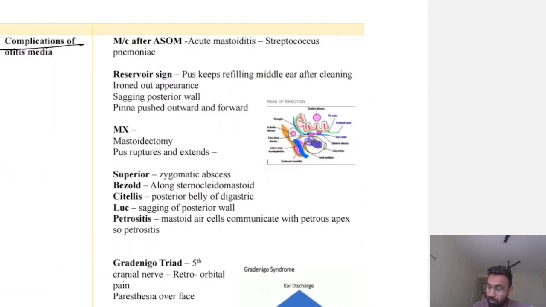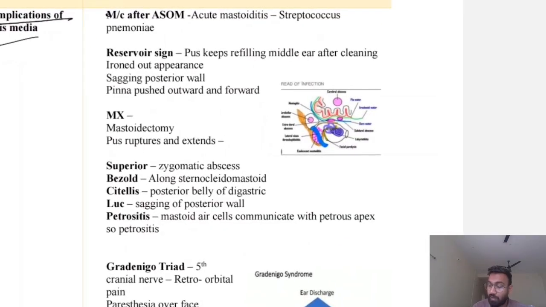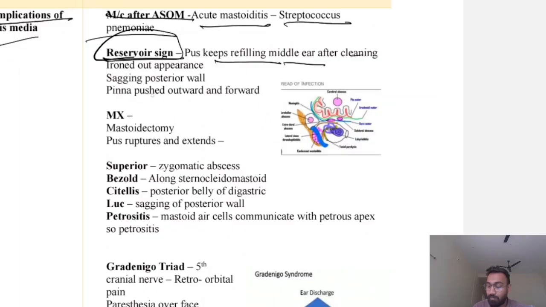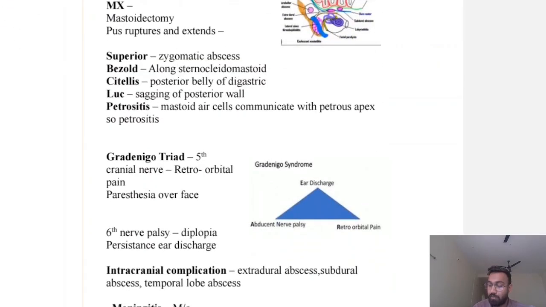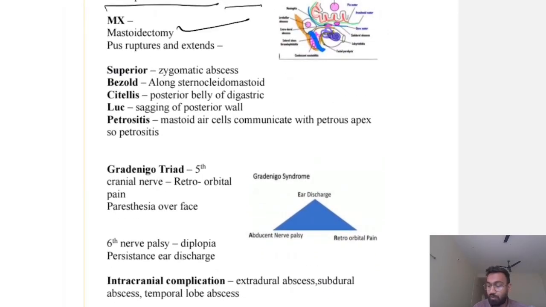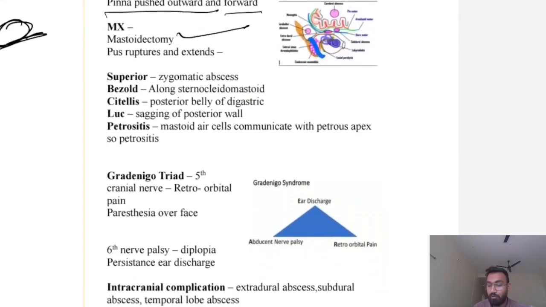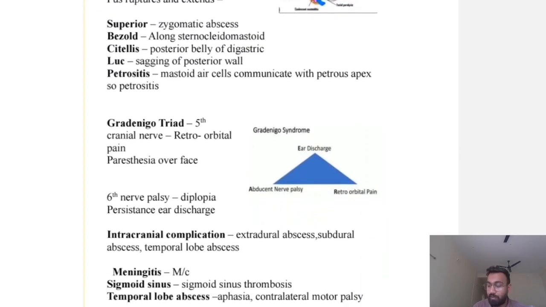Now what are the complications of otitis media? There are various complications. So in case of ASOM, that is acute mastoiditis, because of Streptococcus pneumoniae, reservoir sign: pus keeps refilling the middle ear after cleaning, that is reservoir sign. You will find the sagging posterior wall, pinna pushed outward and forward. Okay, these are the signs. You have to do mastoidectomy in this case because the mastoid is near the middle ear, so it is most commonly affected.